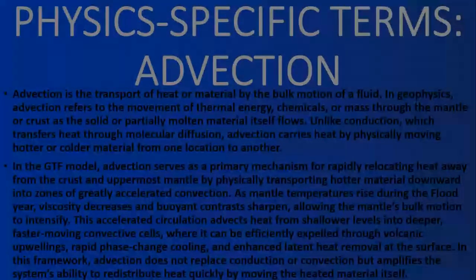As mantle temperatures rise during the flood year, viscosity decreases, buoyancy contrasts sharply, allowing the mantle's bulk motion to intensify. This accelerated circulation advects heat from shallower levels into deeper, faster moving convective cells where it can be efficiently expelled through volcanic upwellings, rapid phase change cooling, and enhanced latent heat removal at the surface. In this framework, advection does not replace conduction or convection, but amplifies the system's ability to redistribute heat quickly by moving the heated material itself.